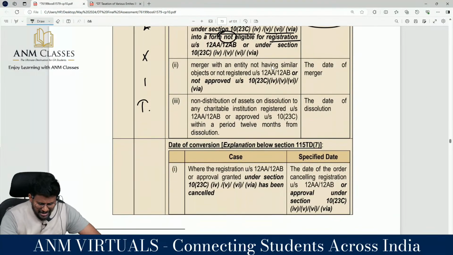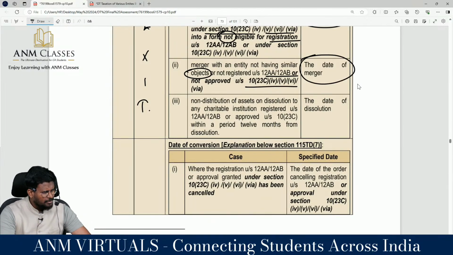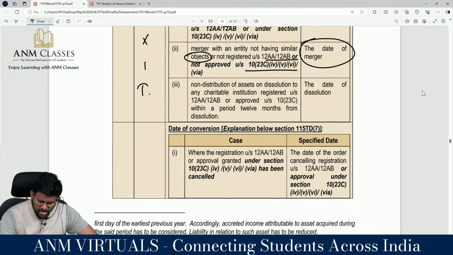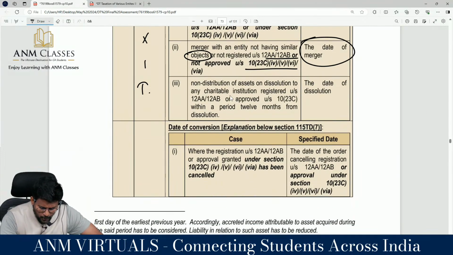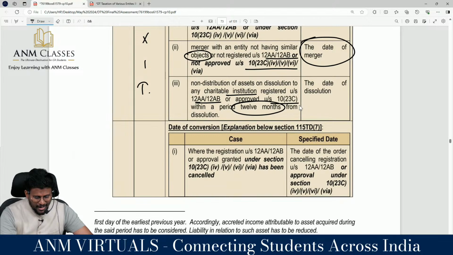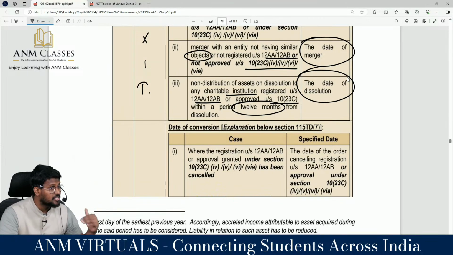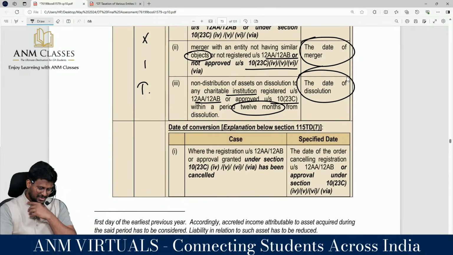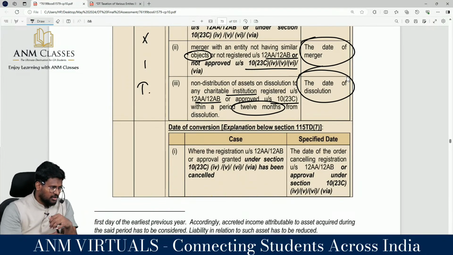Next one. Merger with an entity not having similar objects or not registered under 12A or 12AB or 10(23C) series, then the date is the end of merger. The day you merge is the date. Non-distribution of asset on dissolution to any charitable institution registered under 12A or 12AB or approved under 10(23C) within a period of how many months? 12 months from dissolution. Then the date of dissolution. You won't get the 12 months breathing space. So everything is like three.